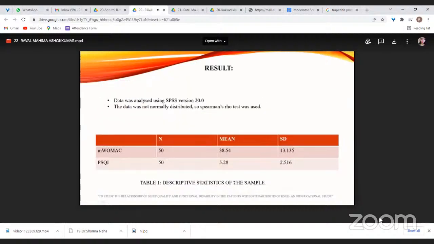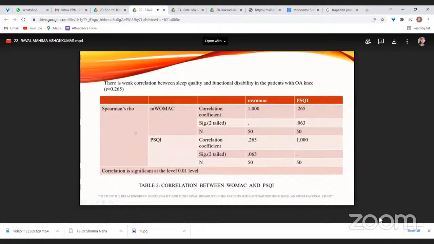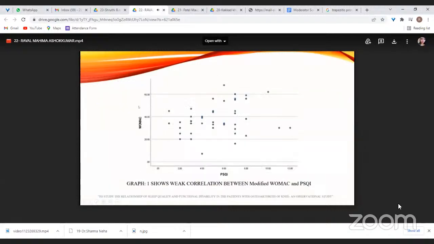So the data was not normally distributed, so I applied the Spearman rho test. I have seen a weak correlation between sleep quality and functional disability in patients with OA. The r value is 0.25, so I interpret it as a weak correlation. For the modified WOMAC, the value of the correlation coefficient is 0.265, so the correlation between the WOMAC and the Pittsburgh Sleep Quality Index is weak. This is the chart of the weak correlation between the modified WOMAC and the Pittsburgh Sleep Quality Index, as this scatter diagram suggests.